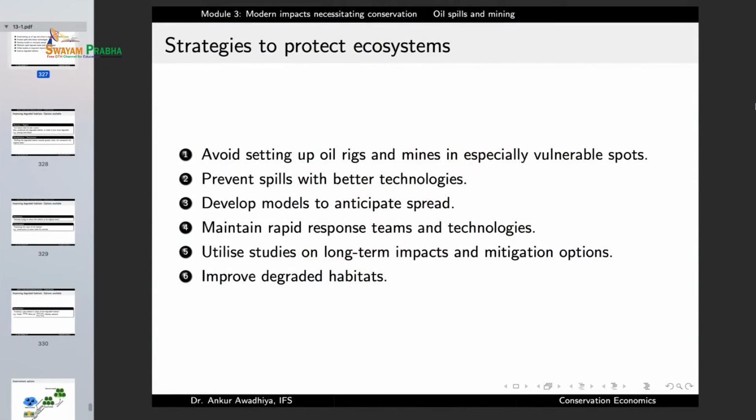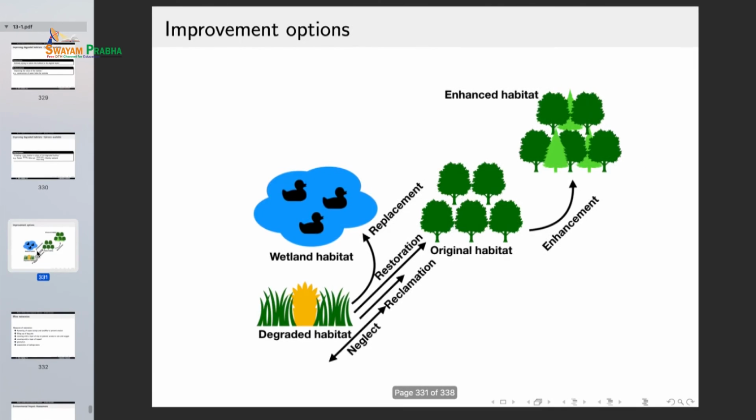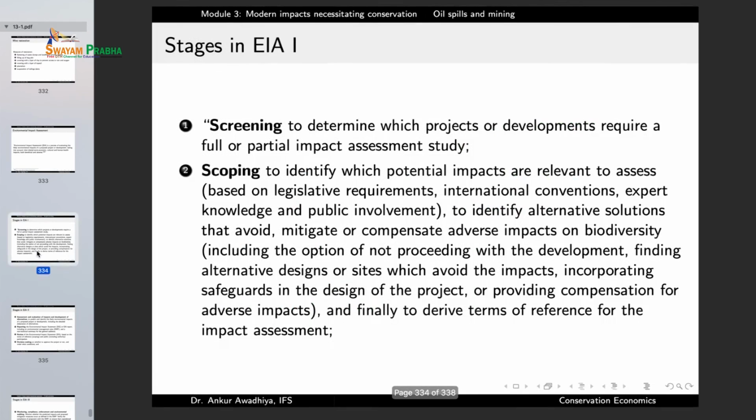Now, in one of the lectures, we have seen that the ecosystems provide us with several benefits, the ecosystem services. And so when the ecosystems get damaged, then there is a loss of a natural resource. And so we need to protect the resource so that we can maximize the surplus to the society. And in that case, there are several strategies. We can avoid setting up rigs and mines in vulnerable spots, prevent things, develop models, develop technologies, or improve the degraded habitats. In which case, we talked about things like reclamation, restoration, replacement, and enhancement. So these are different options that are available with us.